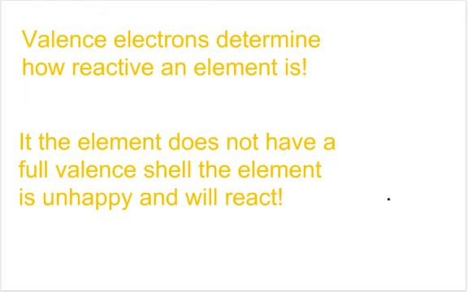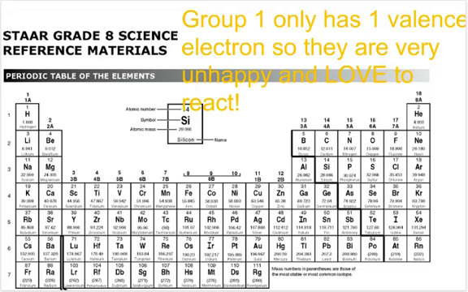Valence electrons determine how reactive an element is. If the element does not have a full valence shell, the element is unhappy and will react. For example, group 1. Remember, that means all these elements have one valence electron. Now, they only have one valence electron in their shells, so they are very, very unhappy. They're not even close to full, so they love to react.